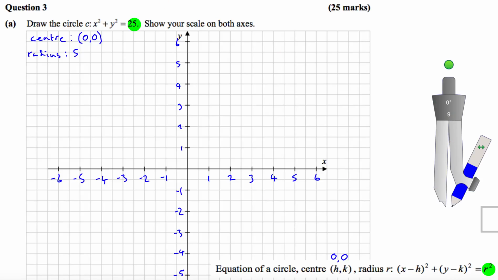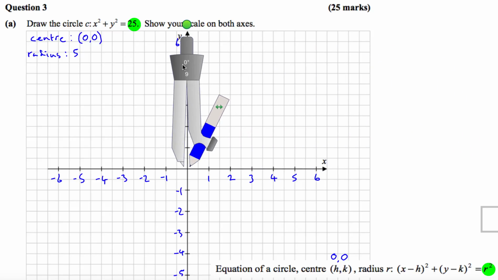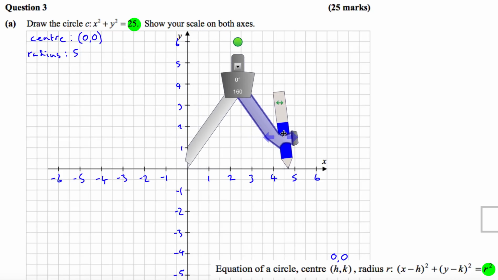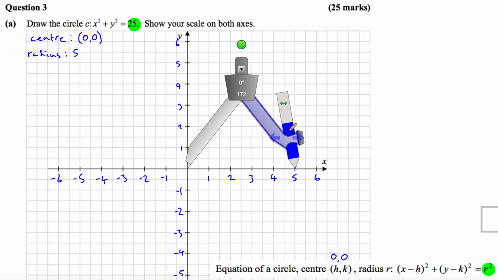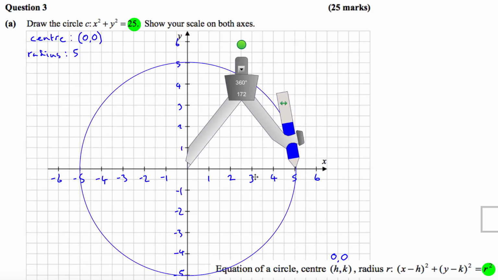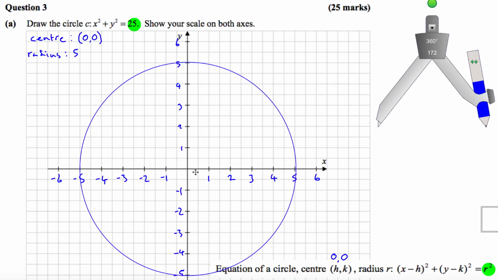Then you need to just draw the circle. So you get your compass out, place the point of the compass at the center, the origin, and stretch your compass legs out to a distance of 5, and then just swing your circle around. So you have a circle of radius 5 drawn with its center at 0, 0. That's part A.